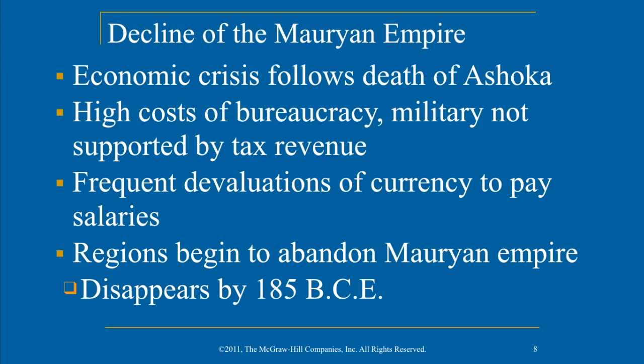We then get to the decline of the Mauryan Empire. There's an economic crisis that follows the death of the Ashoka. There's high costs of bureaucracy, military not supported by tax revenue. What happens during this time is there's a very high cost to running government. And if you have a bureaucracy, it's very efficient, but it takes lots of hands to oversee lots of the work that's going on within your society. And if you're not really careful, you can spend a lot of money on bureaucrats and really overlook some of the more basic necessities of what needs to happen.